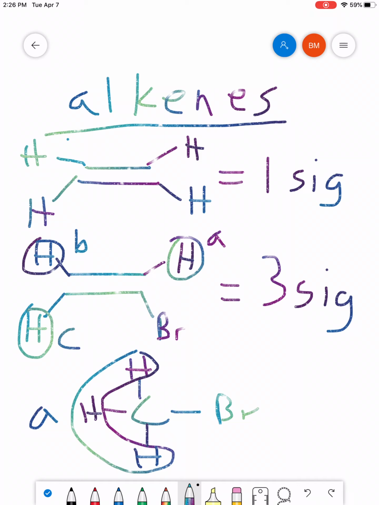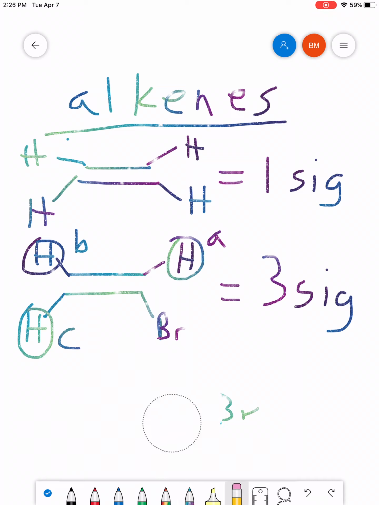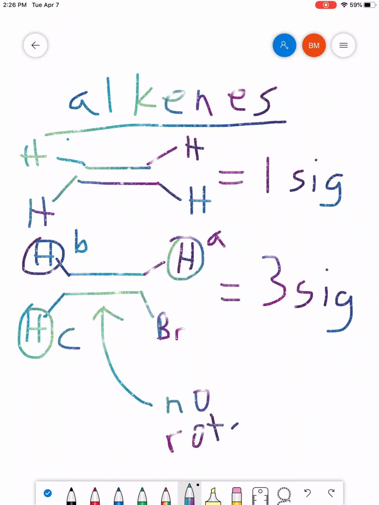Whenever these 3 H's are spinning around that single bond, they go so fast that the machine can't detect any differences between them at any given time, so it just detects them as one big group, one big blur. However, whenever you have a carbon-carbon double bond, remember, there is no free rotation around that double bond. So the positions of those atoms and groups are locked into place.